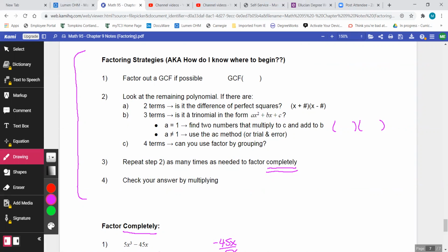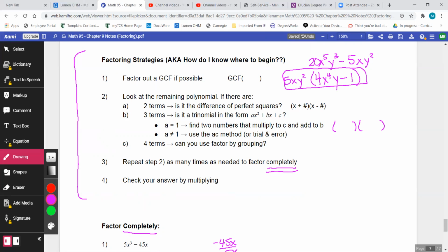So for example, if you have something like this, if you have 20x to the fifth y to the third minus 5x y squared, okay? I look at this, I look for a GCF here. I pull out a 5xy squared. I'm left with a 4x to the fourth y minus 1. Now this almost would be difference of perfect squares, right? 4 is a perfect square, 1's a perfect square, x to the fourth is a perfect square, y to the first is not. I would have to stop at this point because there's nothing else I can do.